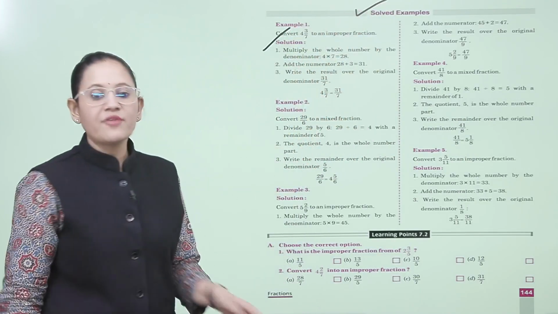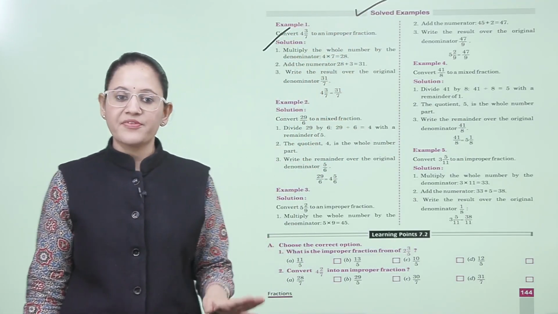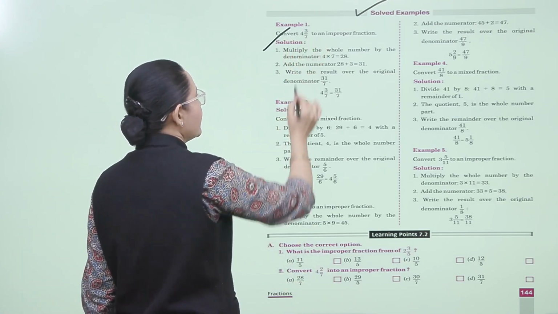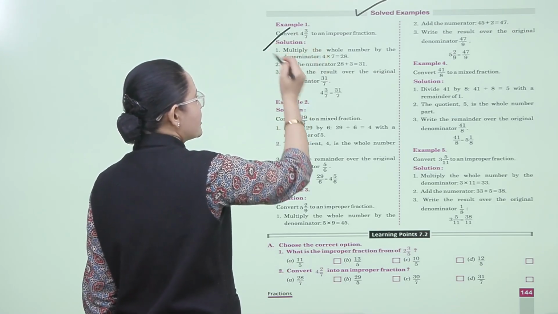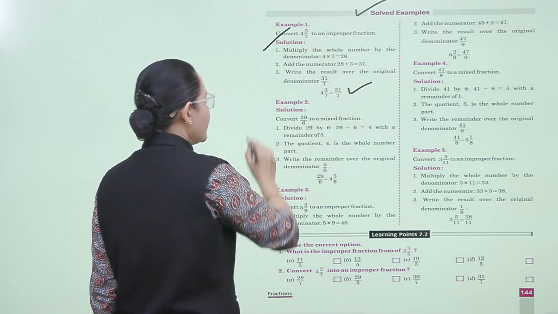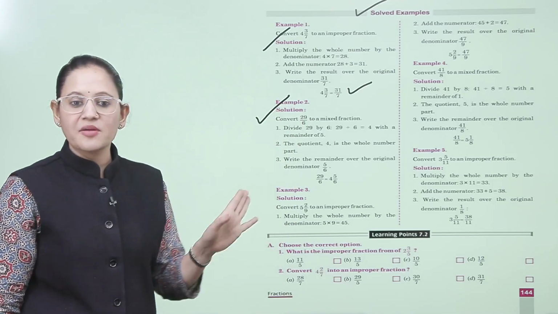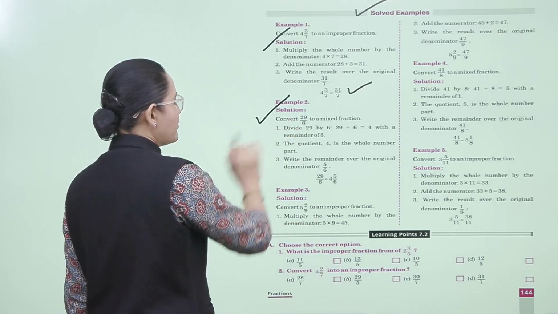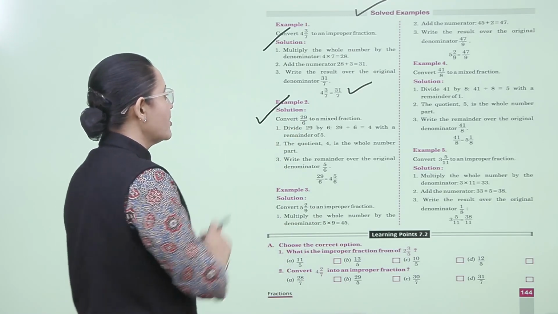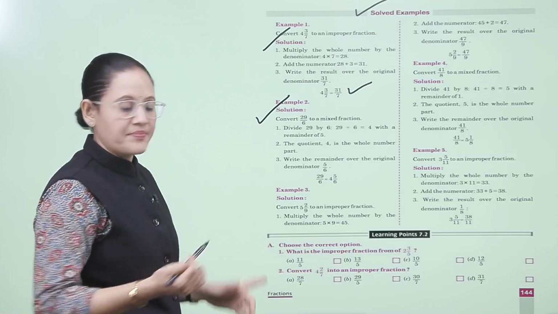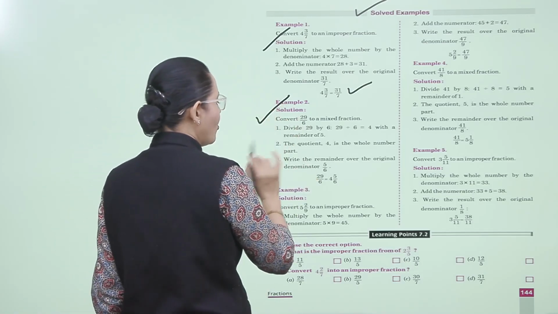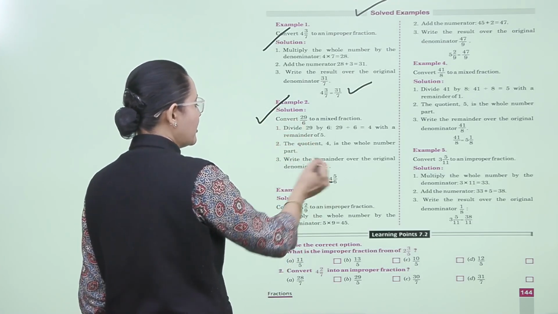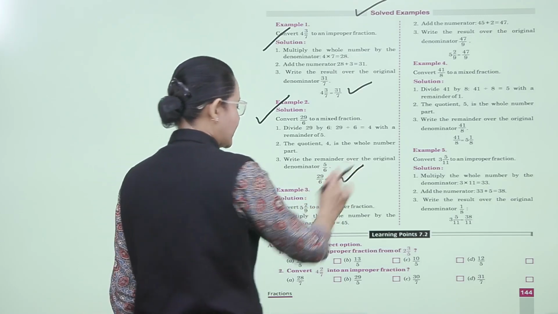Example 1, we have to convert 4 3/7 into an improper fraction. So for that, 7 4s are 28 plus 3, that is 31, and the denominator is 7. So 31 upon 7. Example 2, we have to convert 29/6 into a mixed fraction. So we will divide 29 by 6. 6 4s are 24, so 4 will become our whole part. 29 minus 24 gives you 5. So 4 5/6. Clear?